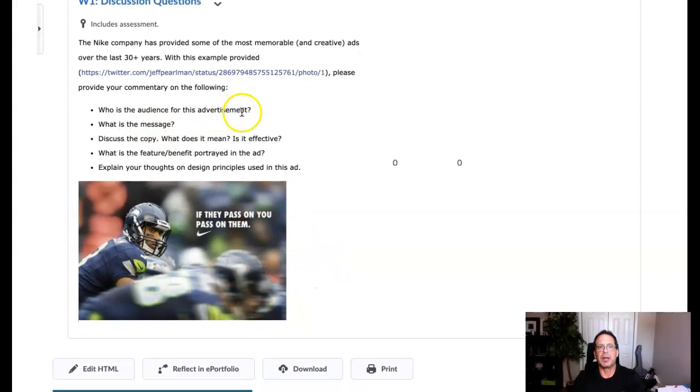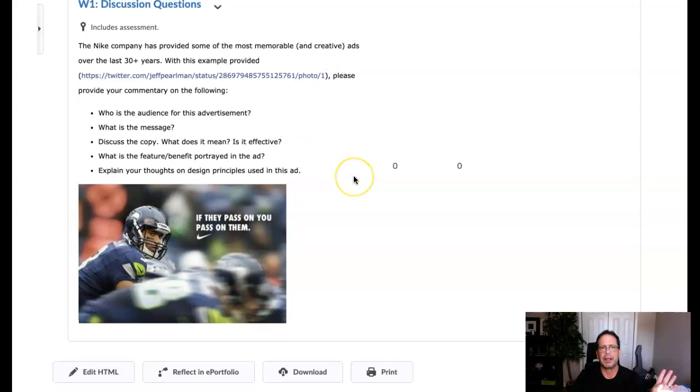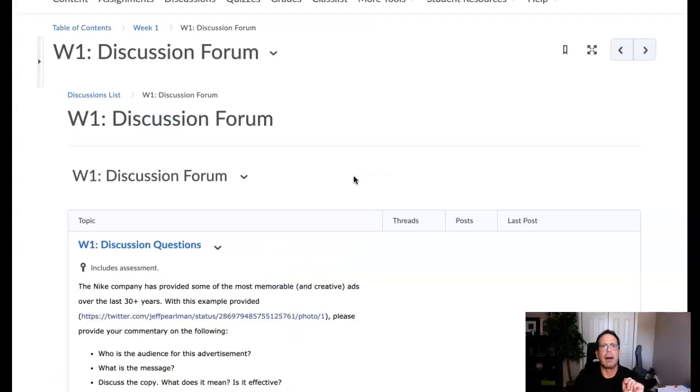Okay, we're going to decipher who is the target audience, what is the message. I want you to talk about the copy. What does it mean? What does it mean to you? And is it effective? And of course, this also will go back to the target audience. Okay. What is the feature benefit portrayed in the ad? The feature or the benefit, or basically kind of the call to action. What do you think the designer of this ad wants you to do after you've looked at it? Okay. And then explain your thoughts on the design principles used in this ad. Okay, that's the week one discussion forum.